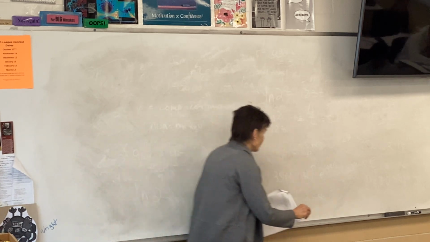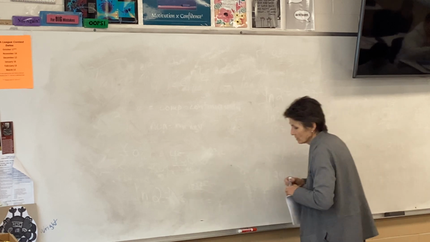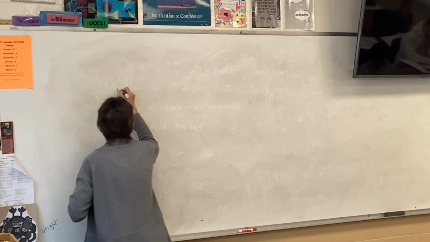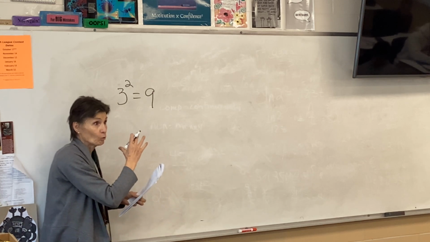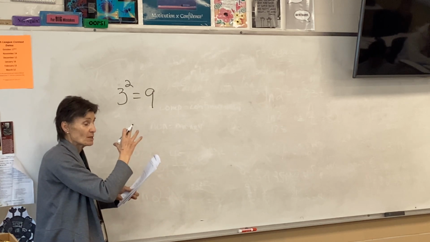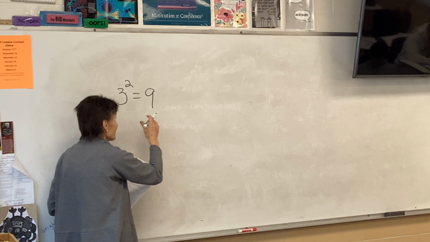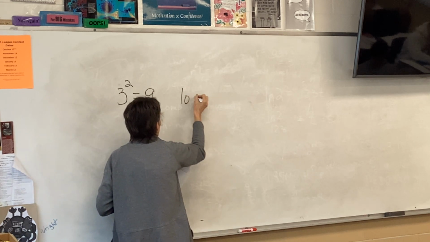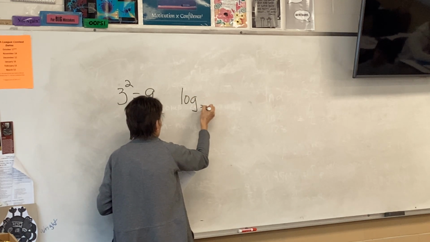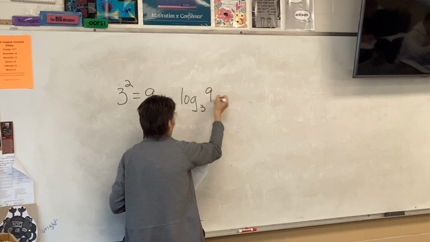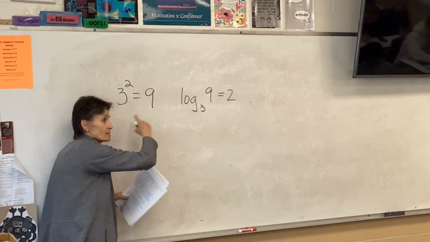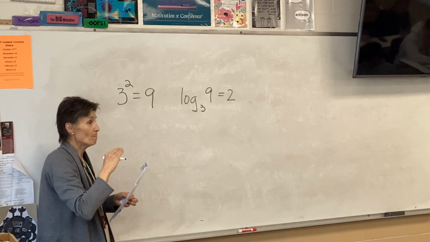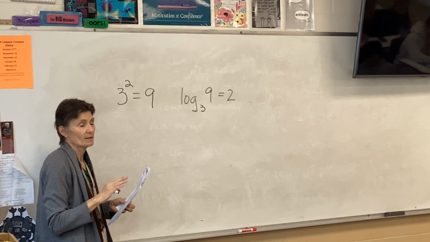It is absolutely true that 3 squared equals 9. That equation, which is written in exponential form, is exactly the same as log base 3 of 9 equals 2. These two equations mean exactly the same thing.